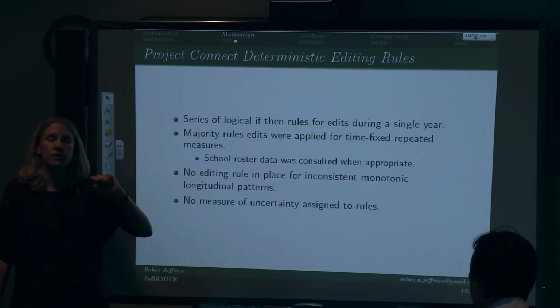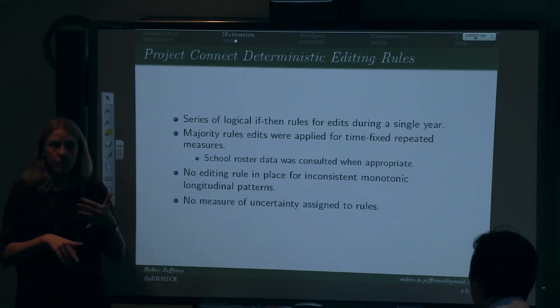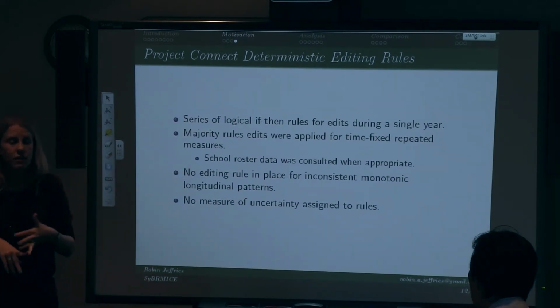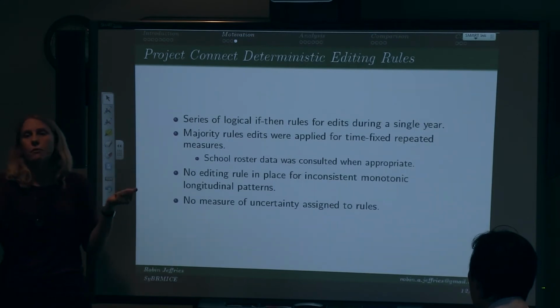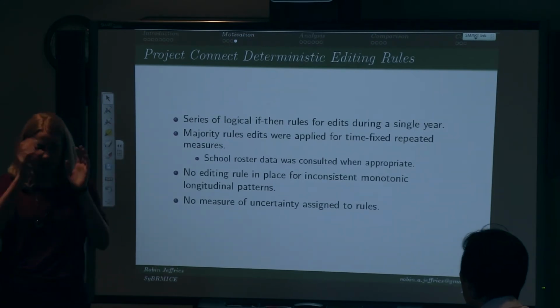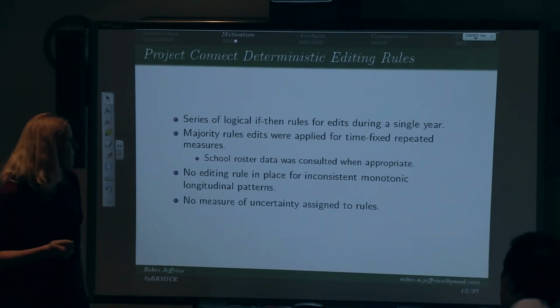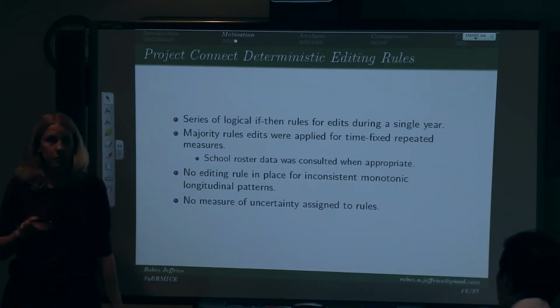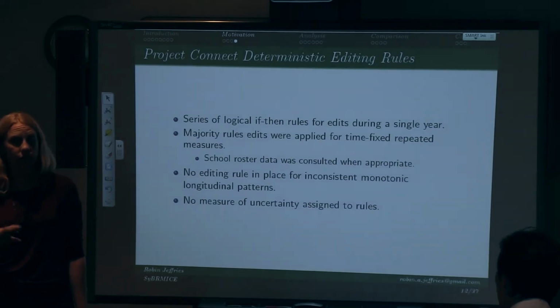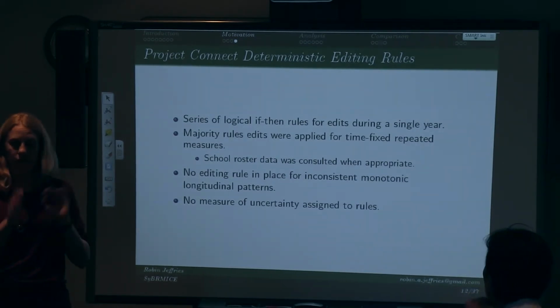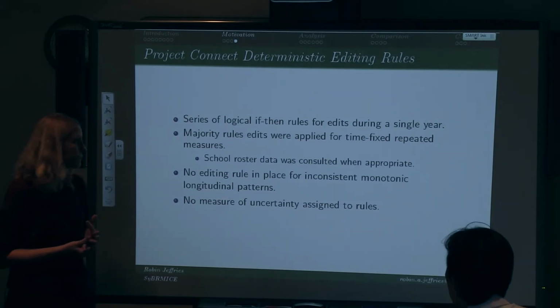For a couple of the time-fixed variables like birthday and gender, we applied majority rules. If they said they were male 3 out of 4 times, then all of the surveys for that student got set to male. We did try to consult school roster data, but it's not a gold standard. The schools get a lot of things. They're just as conflicted as the students.